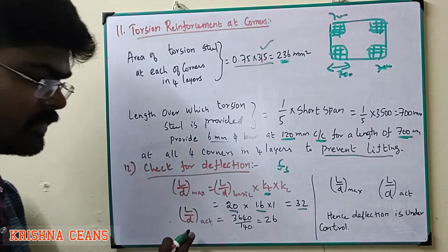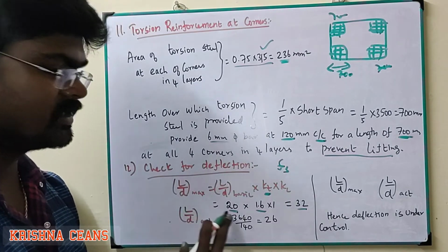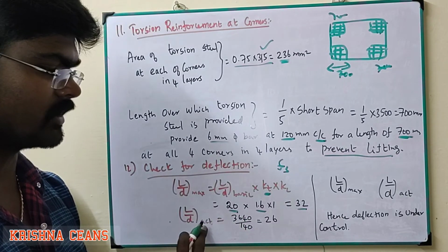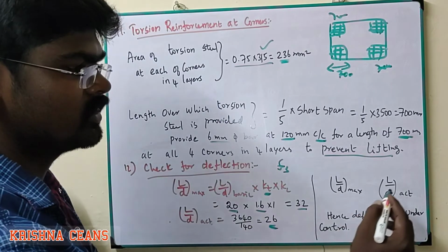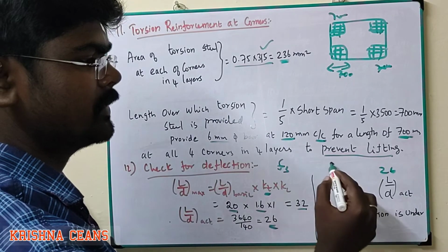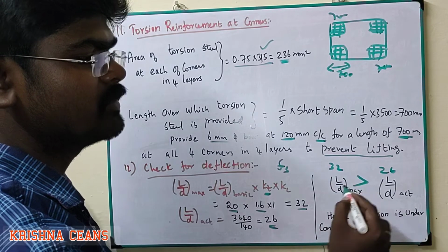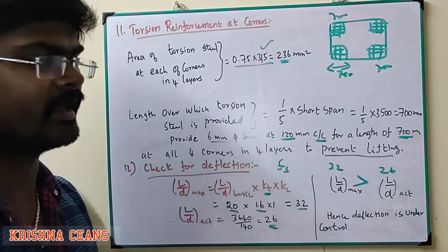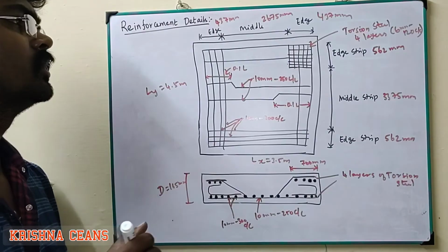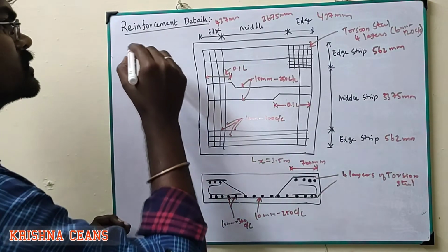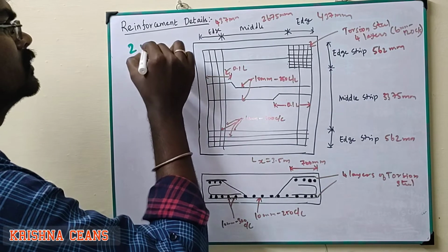The actual L by D value: L is 3640 and the actual depth is 140, so 26. So actual L by D is 26, and the maximum is 32. So L by D max is greater than L by D actual, so deflection is under control. So these are the reinforcement details of the two-way slab.